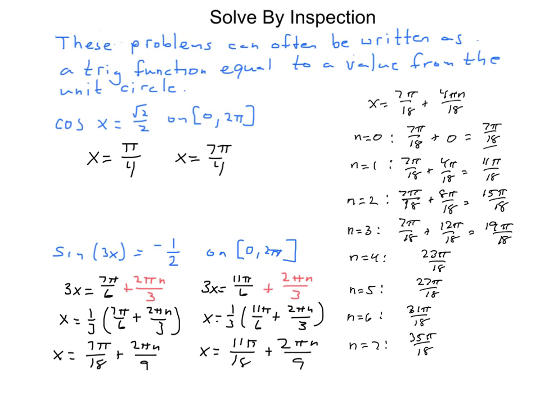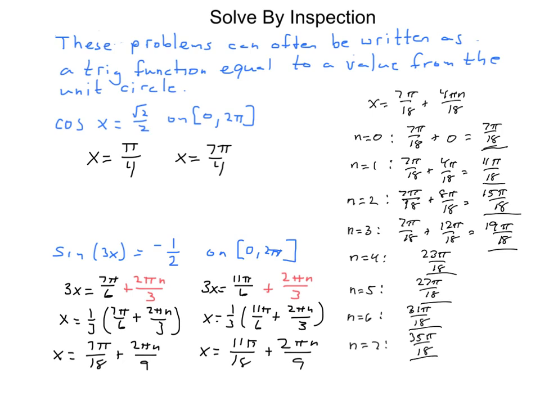Now you notice that 36 pi over 18 would be 2 pi, so if I try to go any further, I would have something that would be outside of the values that I'm looking to have, my solutions be between 0 and 2 pi. So I know in this case that I ended up with 8 solutions: 7 pi over 18, 11 pi over 18, 15 pi over 18, 19 pi over 18, 23 pi over 18, 27 pi over 18, 31 pi over 18, and 35 pi over 18.